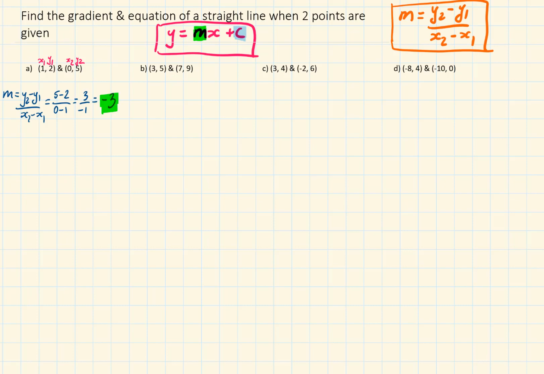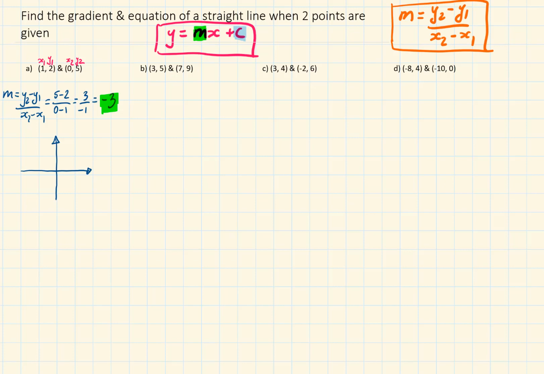And now we have to work out the y-intercept. For this particular question, it's actually quite easy to work out the y-intercept because we know that the y-intercept is where it's crossing the y-axis, and at that point the x is equal to 0.